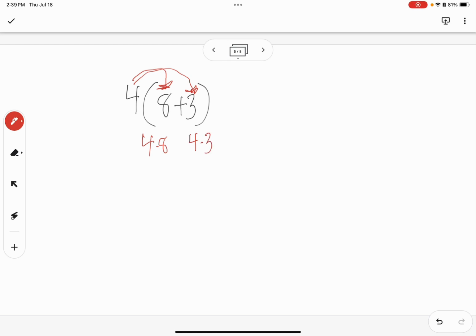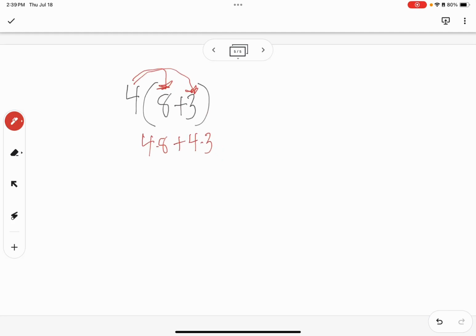You don't have to do this step, but if you are new to the distribution property, or if you keep forgetting to do it by the second term and you're only doing it by the first term, then I would say keep this step in here and write it so that you remember until you remember to do it to both sides. So here, we're going to bring down the plus sign.